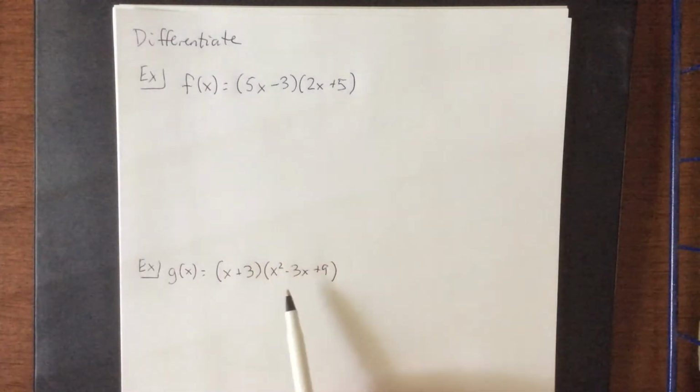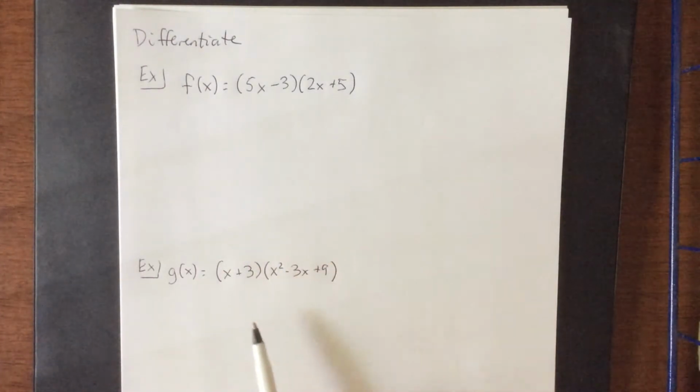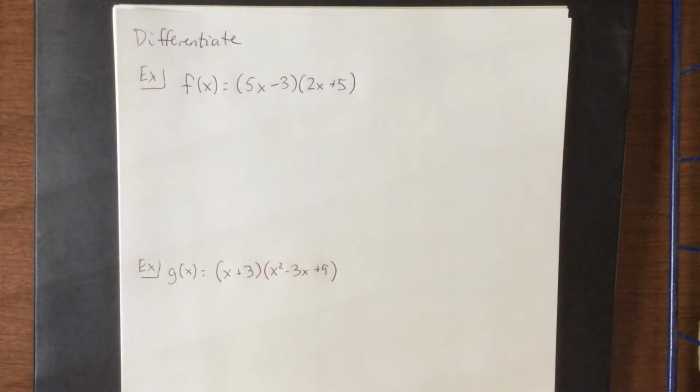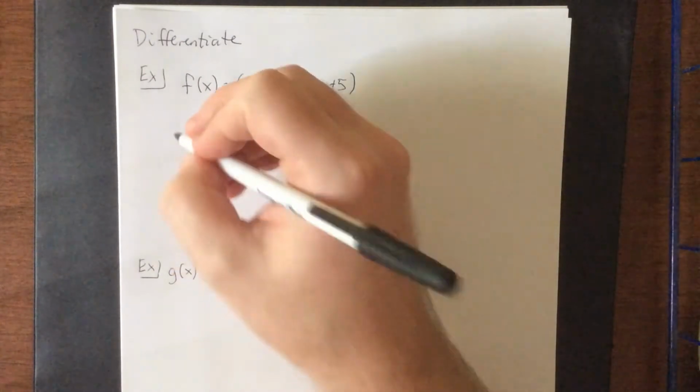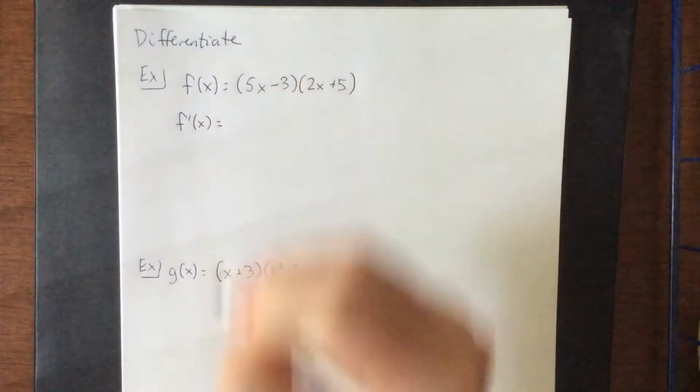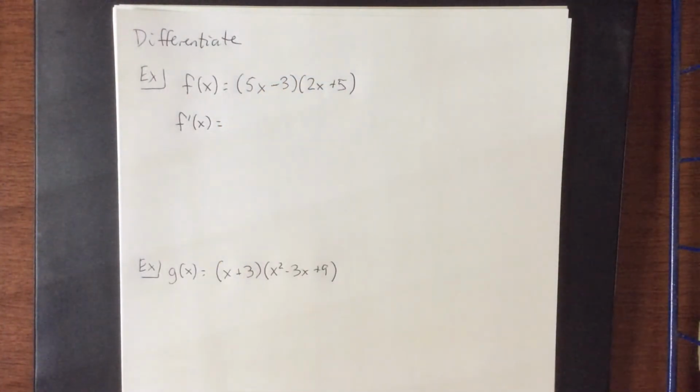So in both of these cases, you'll notice that because they are polynomials, we could simply expand the polynomial and make use of the sum, difference, constant multiple, and power rules. However, given that we're trying to gain a little bit of experience with the product rule, I'm going to stick with the product rule for this.